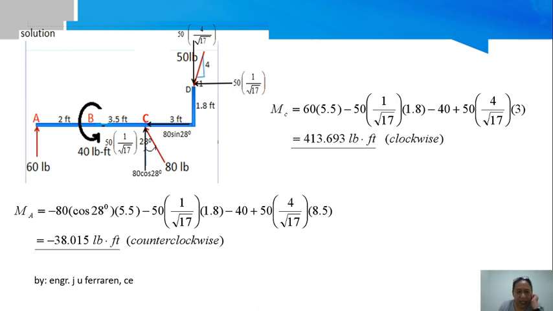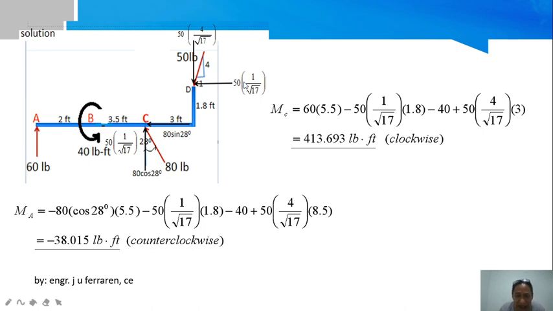Now, if I take a moment at C, 60 can produce a rotation which is clockwise. So 60 times a distance of 5.5. And then I have this one. 50 times 1 over square root of 17, which is clockwise. The distance is 1.8, since the line of action is here. The perpendicular distance must be considered.